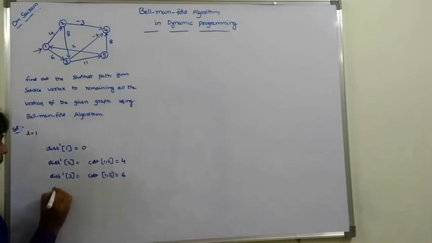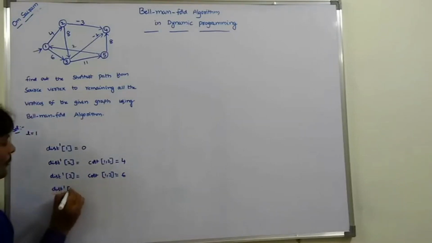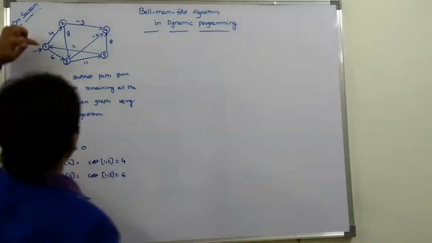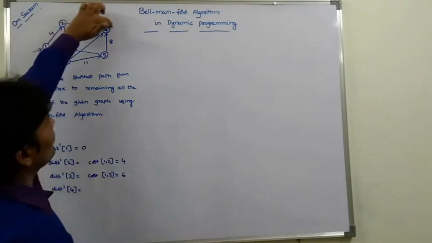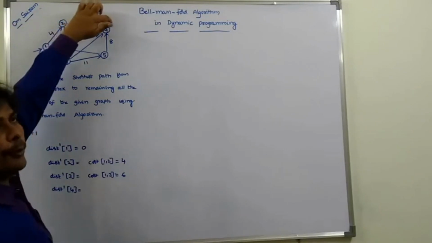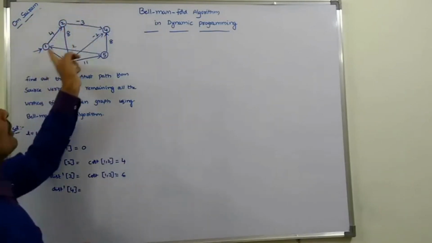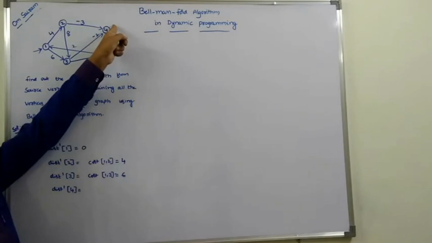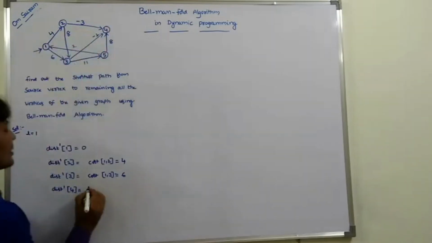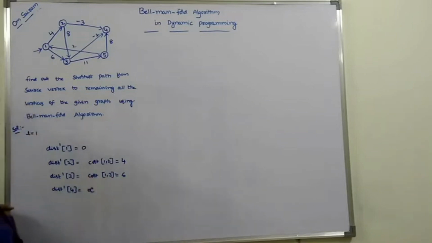Next, dist 1 of 4. The shortest distance from source vertex 1 to destination vertex 4 by considering the single edge. Here vertex 1 is there, vertex 4 is there. The source vertex is 1, destination vertex 4. To go from vertex 1 to vertex 4 by using a single edge, but there are 2 edges, so this distance can be treated as infinity.